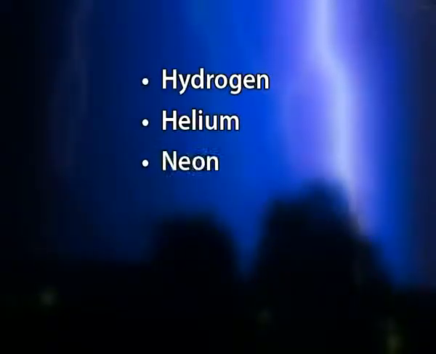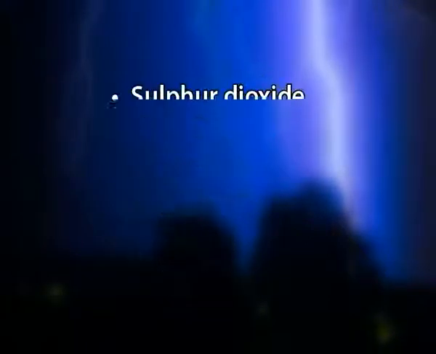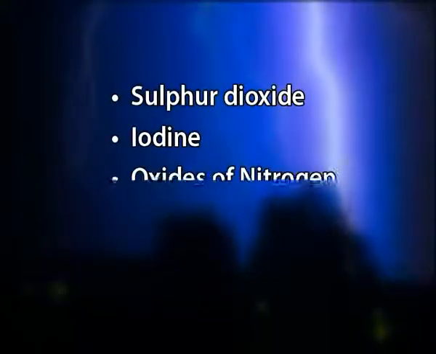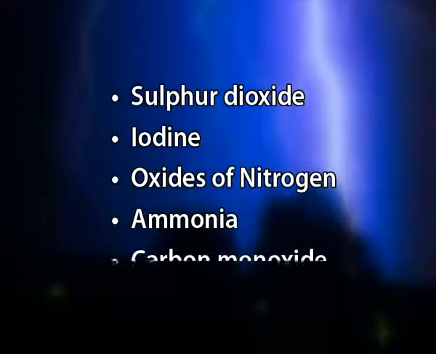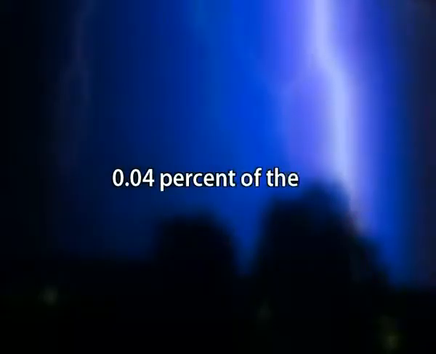The other gases found in almost negligible quantities in the atmosphere are hydrogen, helium, neon, krypton, xenon, methane, sulfur dioxide, iodine, oxides of nitrogen, ammonia, and carbon monoxide. Although they collectively constitute only a tiny proportion, that is 0.04% of the air, some of them are very important and essential for human well-being.